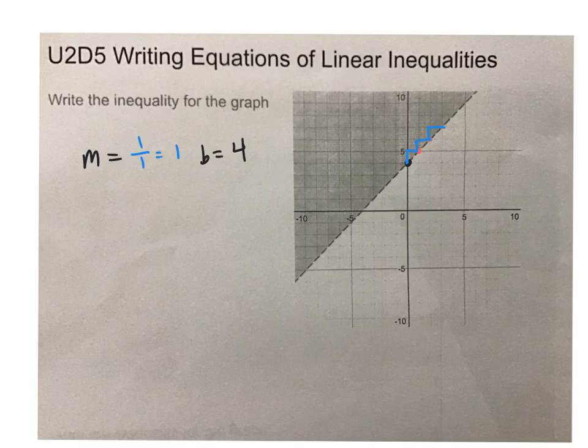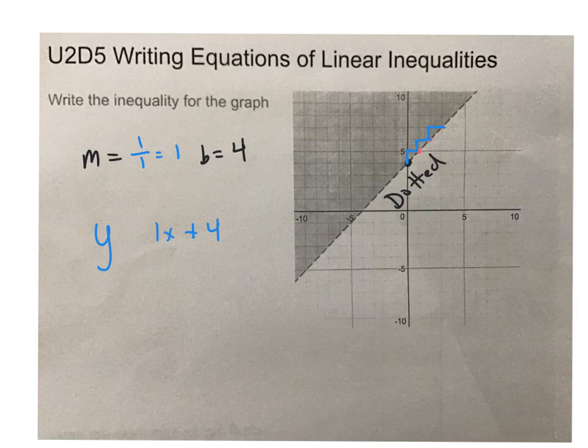But the problem is this: we have an inequality sign. So I'm going to write this statement here, y, and I'm not going to use an equal sign because I know that I have shading going on, is 1x plus 4. So what we want to do is determine if it is a greater than, less than, greater than or equal to, or less than or equal to. Well, the first thing I see is that this is a dotted line. So I know it's not an equal to. So I know it's not less than or equal to or greater than or equal to. I know it is a greater than or less than sign.